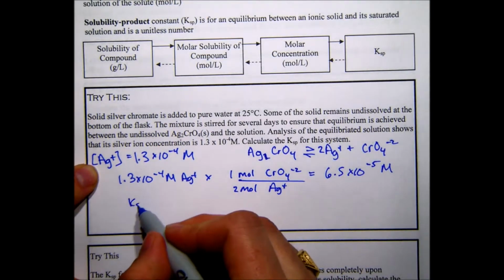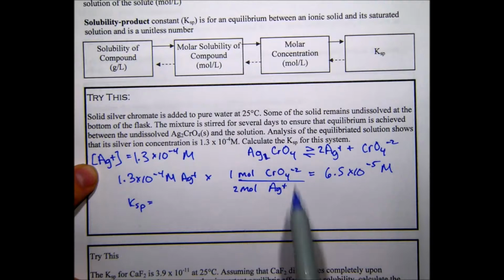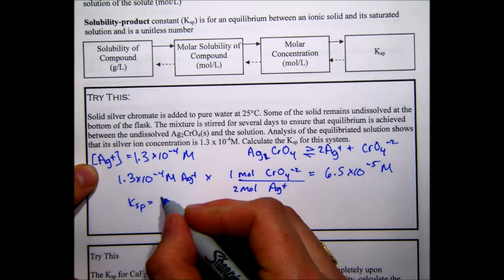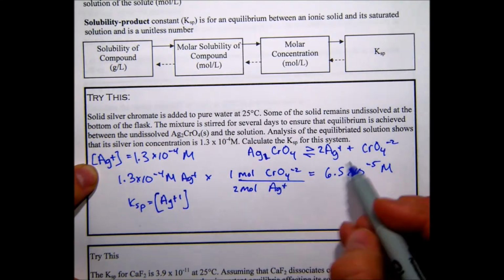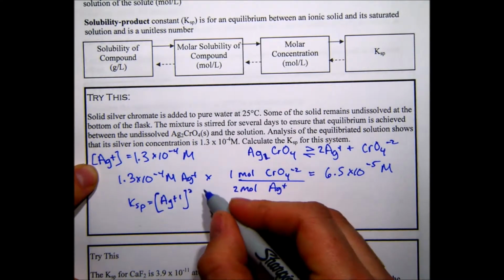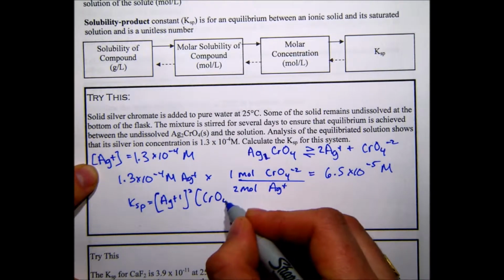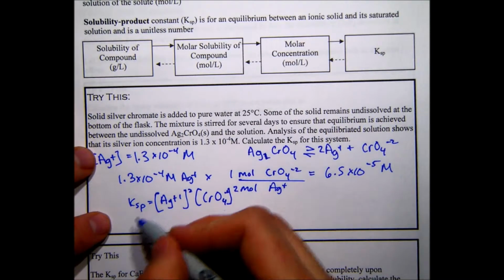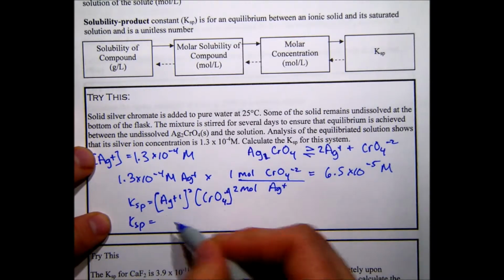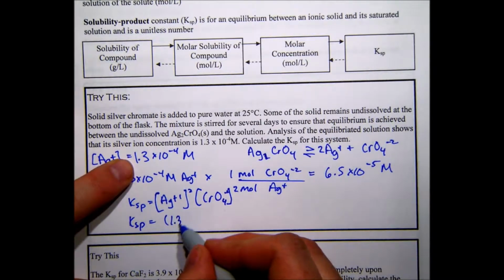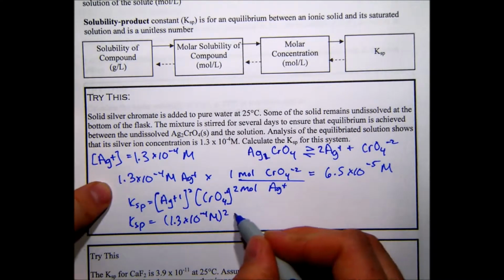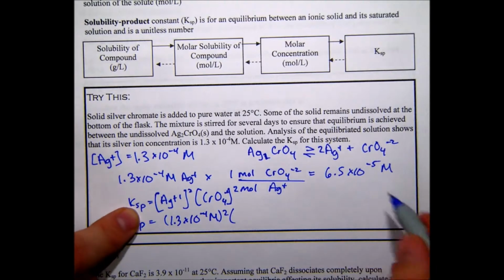So now I just do my KSP expression, remembering that it is the concentration of the products over the concentration of the reactants. So I have silver plus 1. Because it's a 2, I make sure to square it. Times the concentration of chromate. KSP is equal to the concentration of silver squared times the concentration of the chromate.